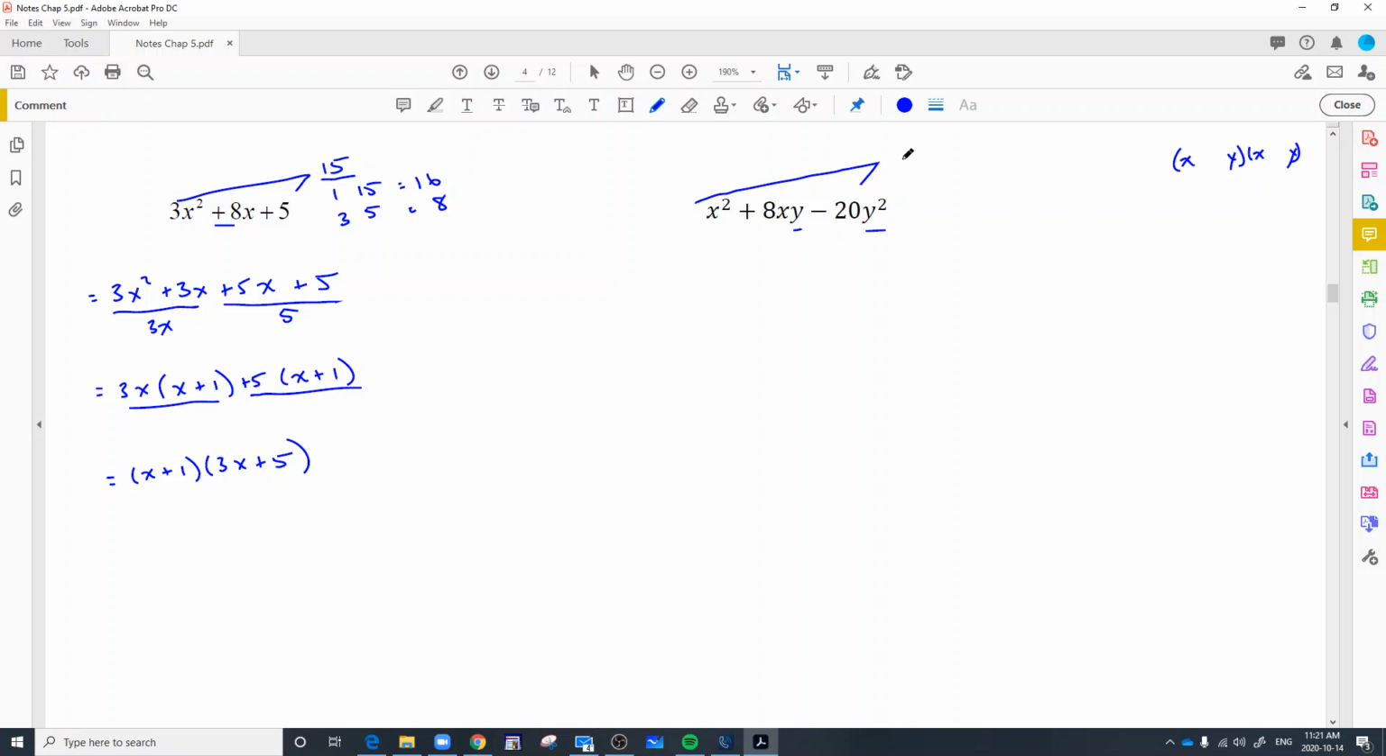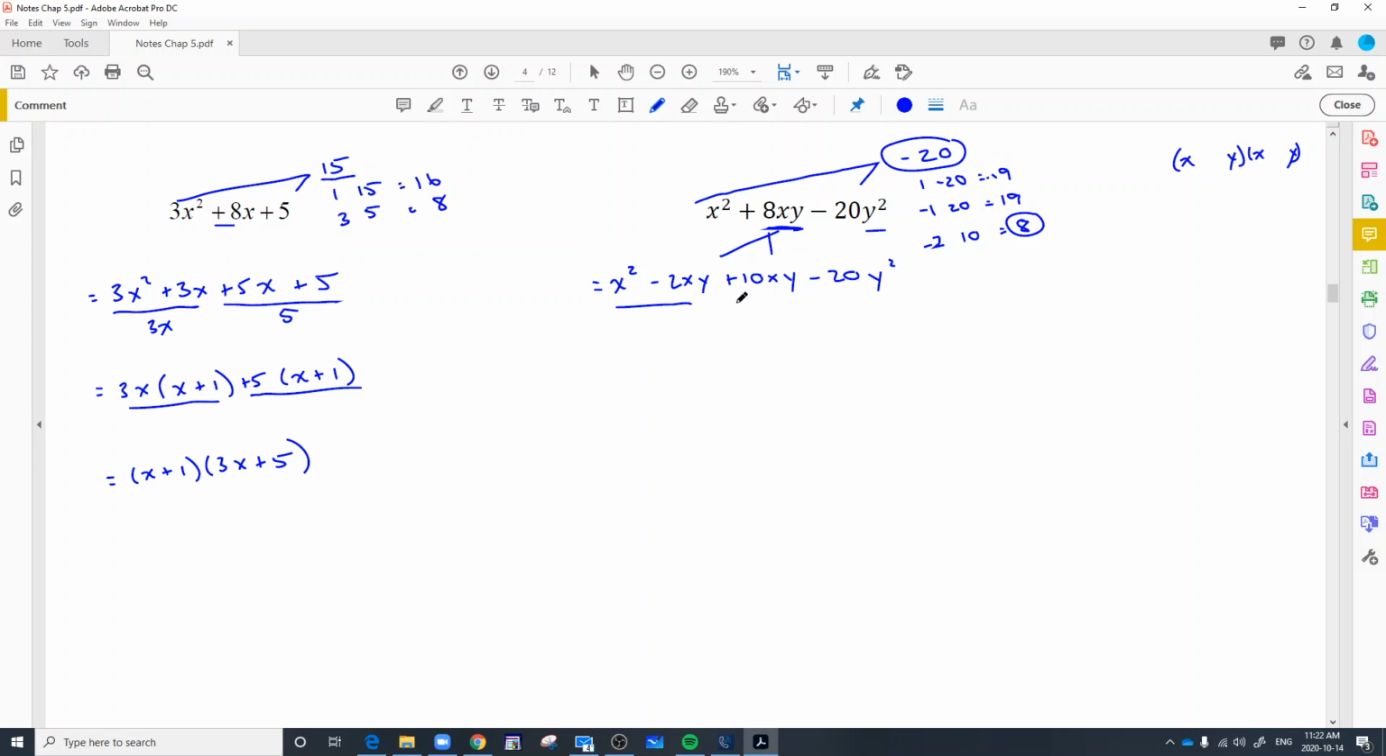So you go 1 times negative 20 is negative 20, so that's my target number. Now I'm looking for the two numbers that multiply to give me negative 20 and add to give me 8. So I've got positive 1 and negative 20, that's negative 19. I could do negative 1 and positive 20, but that's positive 19. I could try negative 2 and positive 10, and there we go, I've got 8. So I'm going to split this up. I've got x squared, minus 2xy, plus 10xy, minus 20y squared. So whatever the variables are in the middle term, you just break it up and keep those variables.